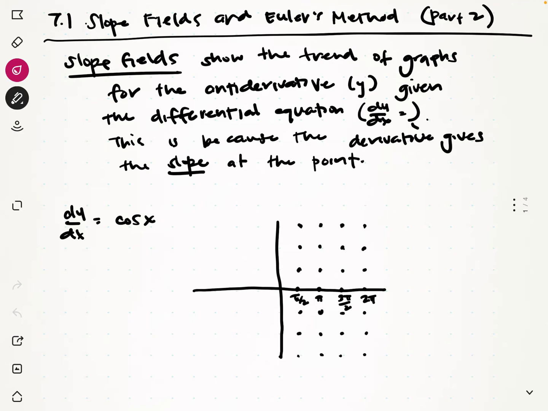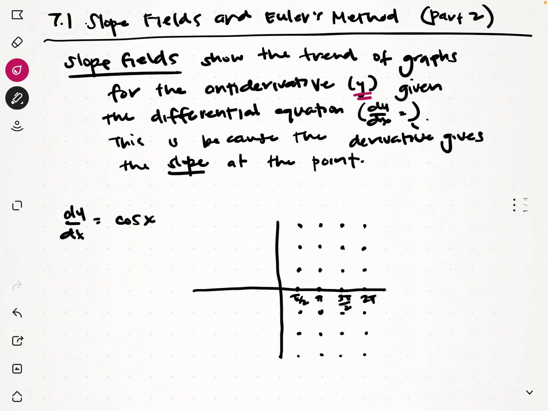So what slope fields are is they show the trend of graphs for the antiderivative y, given the differential equation dy/dx. That's because the derivative gives the slope at the point. So it's not that hard of a concept to understand, and you can see how this is going to work out when we start doing our slope field.